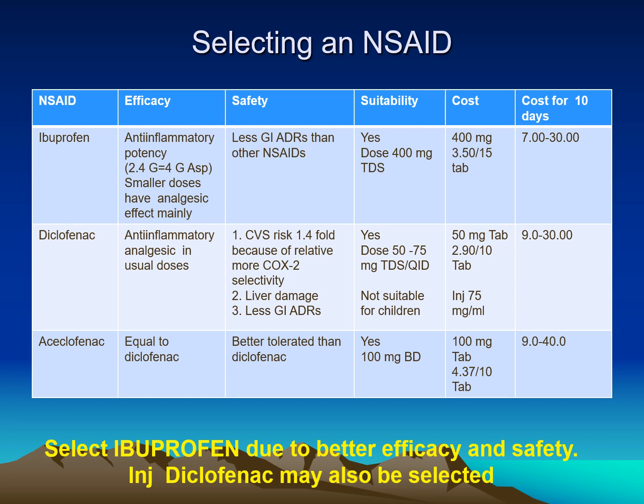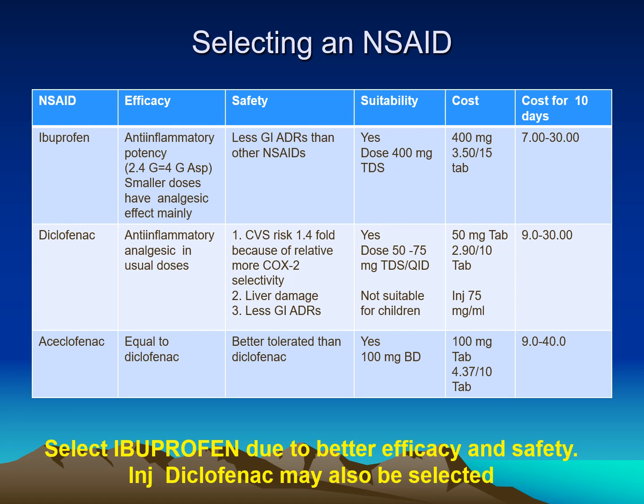Now, there is very little to choose among the available drugs. For example, in NSAIDs: ibuprofen, diclofenac, aceclofenac. There are many more, but these are comparable. So, ibuprofen in adequate dose is analgesic and anti-inflammatory, but smaller doses are only analgesic, whereas diclofenac is anti-inflammatory and analgesic in usual doses. Aceclofenac is like diclofenac.